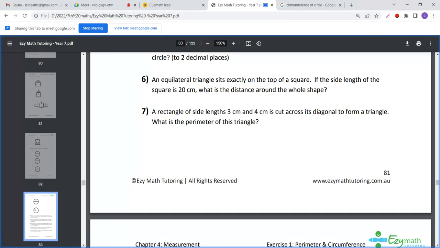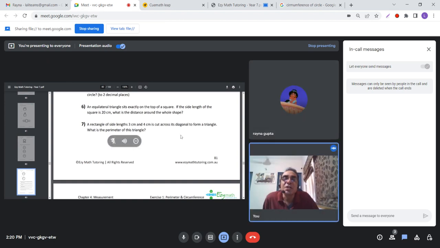A rectangle of sides 3 centimeter and 4 centimeter is cut across its diagonal to form a triangle. What is the perimeter of the triangle? A rectangle of sides 3 centimeter and 4 centimeter. You can draw it in the notebook and check.